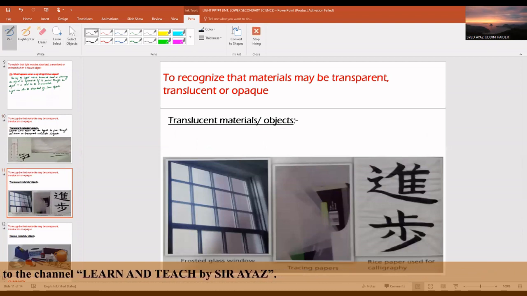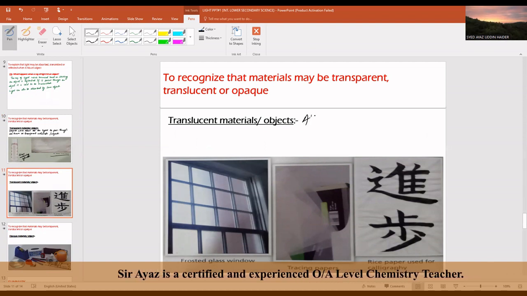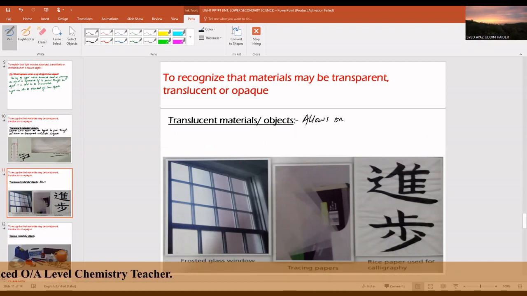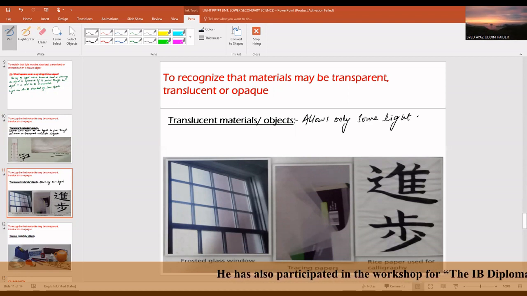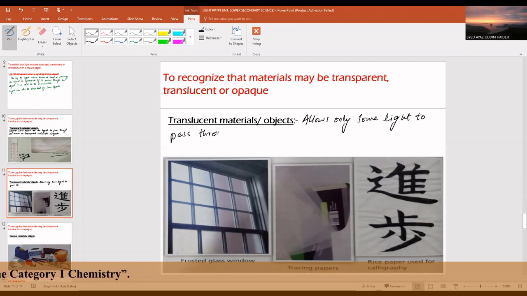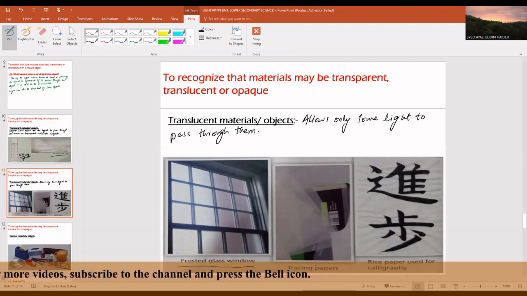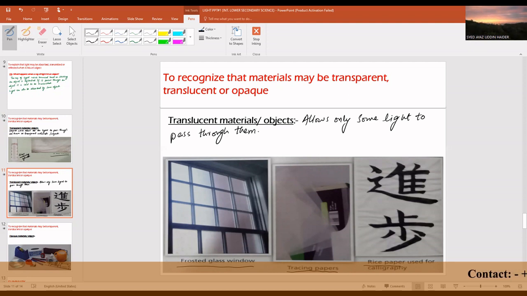Translucent materials or objects. Some objects are translucent, that is, they allow only some light to pass through them. Here are some examples like frosted glass window, tracing papers, rice papers used in calligraphy. Now you will define translucent materials.